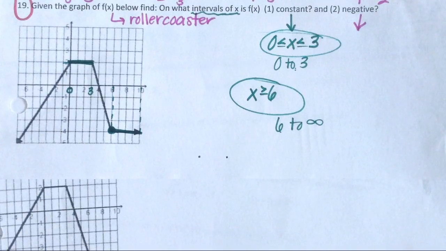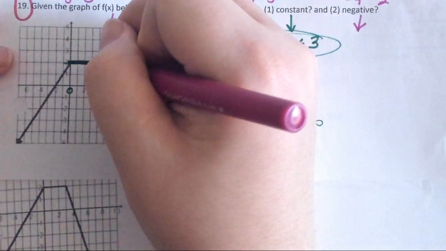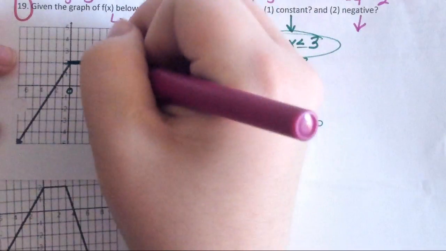But for our second question, it says negative. So where on this roller coaster ride would we be going down the hill? Between what and what? Between 3 and 6. Yes, I heard it from you first, Eduardo. You can have the point.